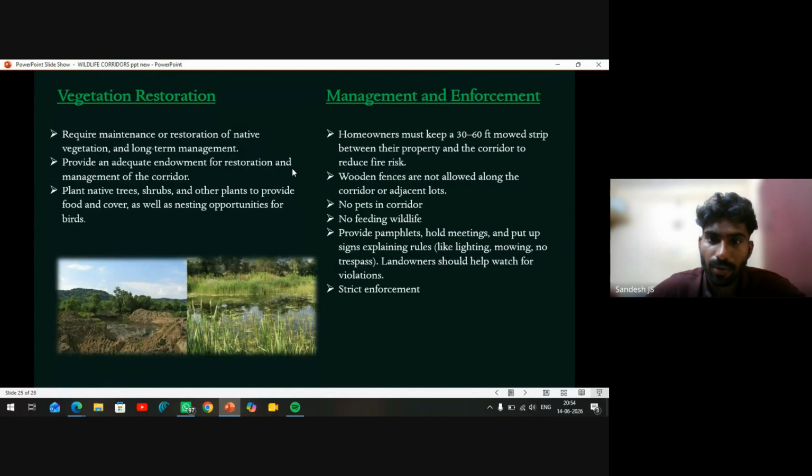No pets and no feeding of the wildlife. And put up signs like no lighting, no noise, or no trespassing. Basically, no human activity should be there in the wildlife area. So it's strictly for the wildlife only. Landowners should keep watch for these violations. So the people or the housing near the corridor should always note any trespassing or any illegal activities present in this corridor. And strict enforcement and laws should be implemented for any violations.